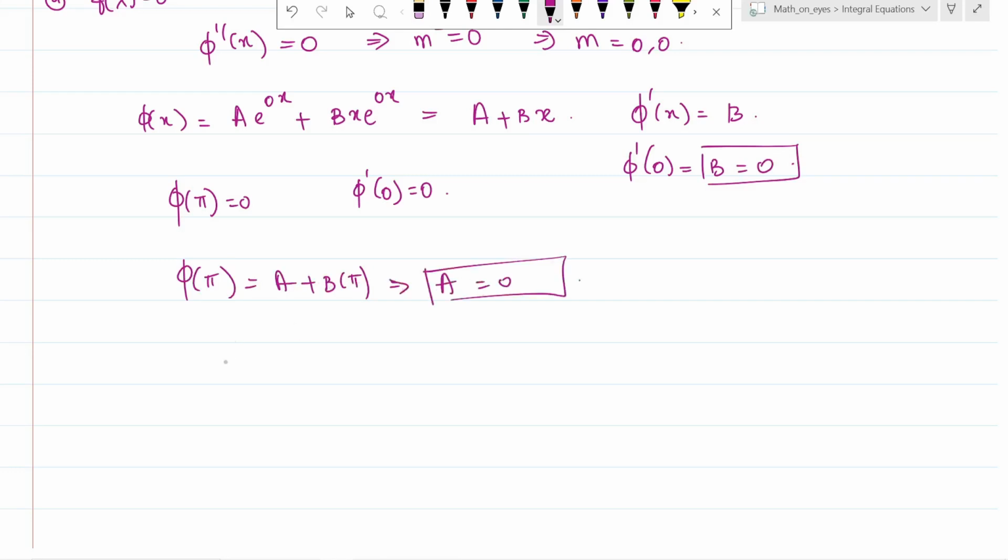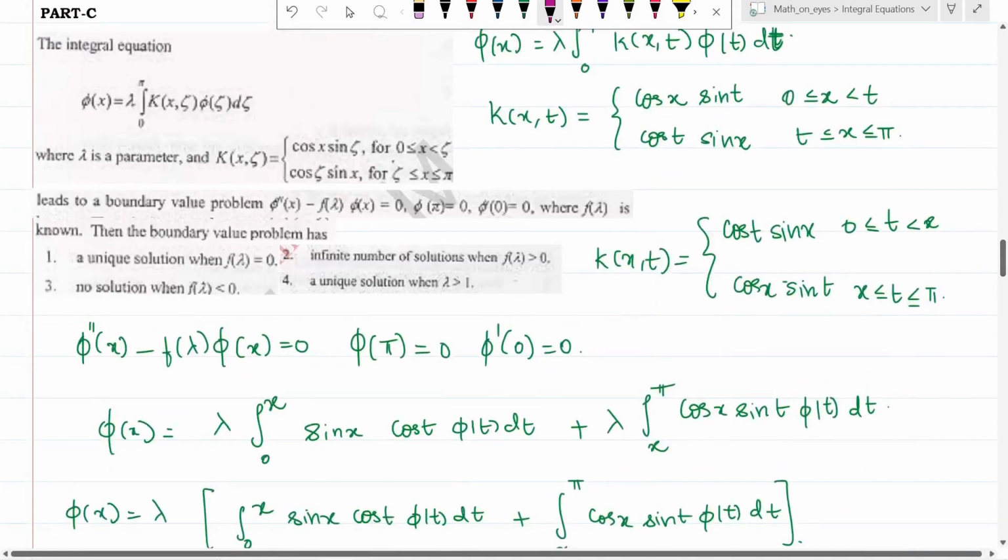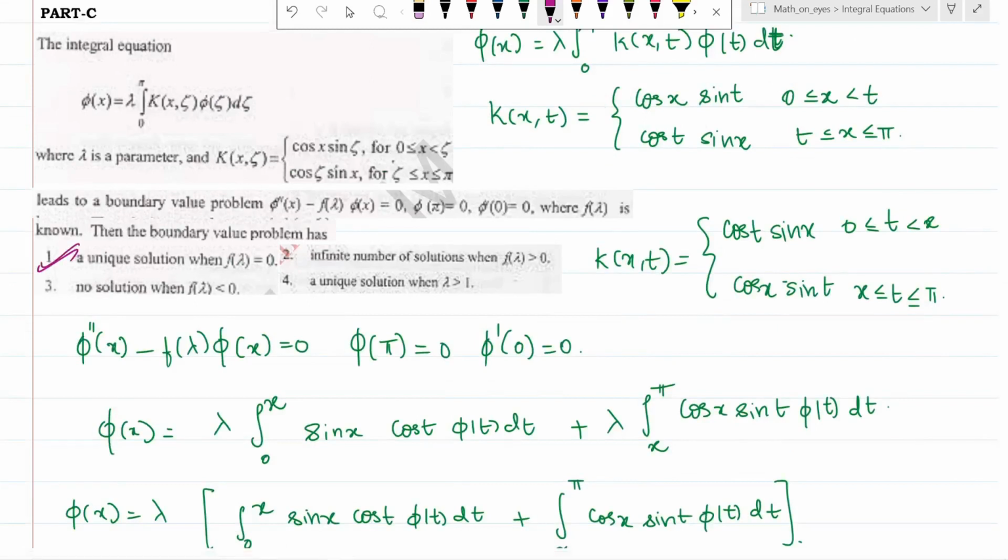So we get a trivial solution. Phi of x is equal to 0 is a trivial solution, and this is unique. Unique trivial solution. So when we see the first option, a unique solution when f of lambda is equal to 0, this is true. Next, infinite number of solutions when f of lambda is greater than 0.